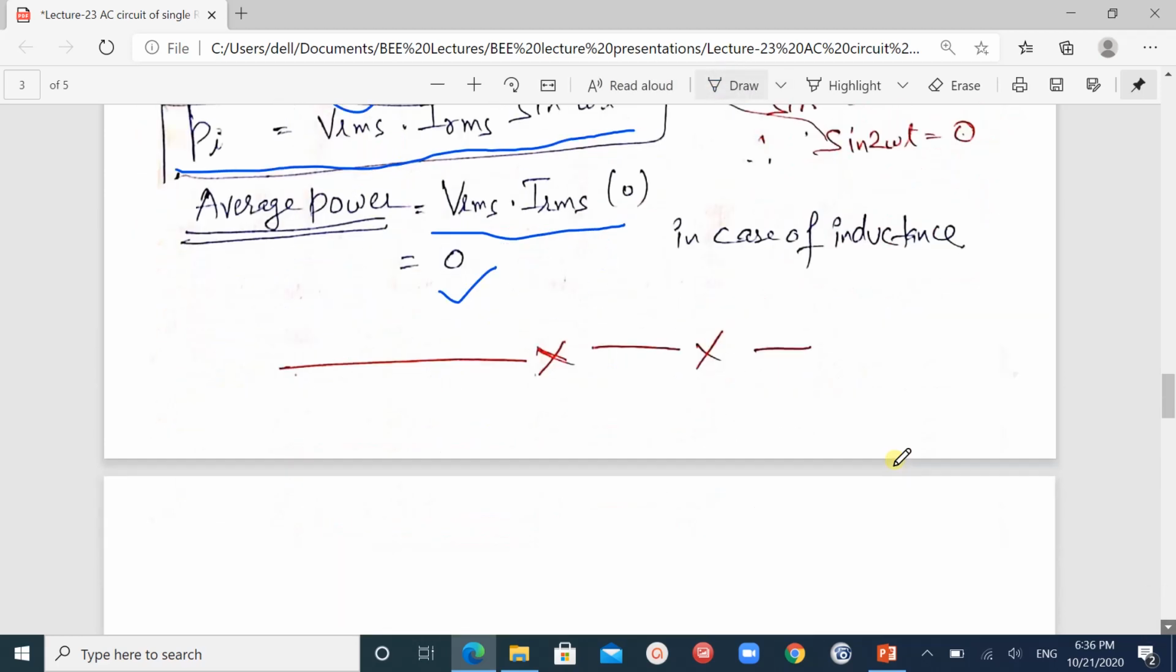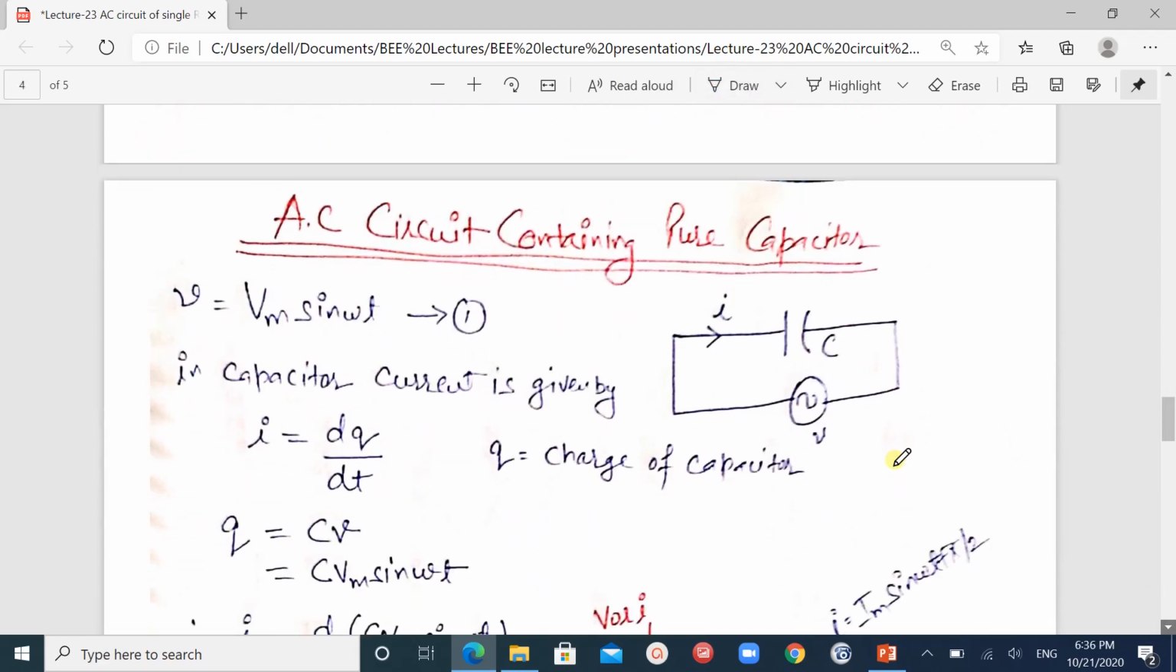Then the third case, when we are having an AC circuit containing pure capacitance. In the case of pure capacitance, the circuit is shown in the figure. We are having the capacitor connected across a voltage source V. Then V is equal to Vm sine omega t, as in the previous two cases.